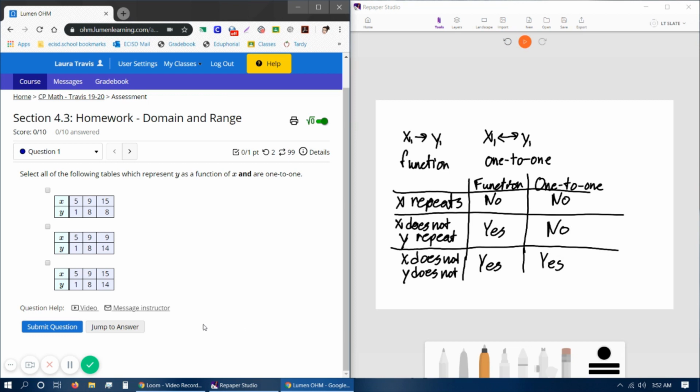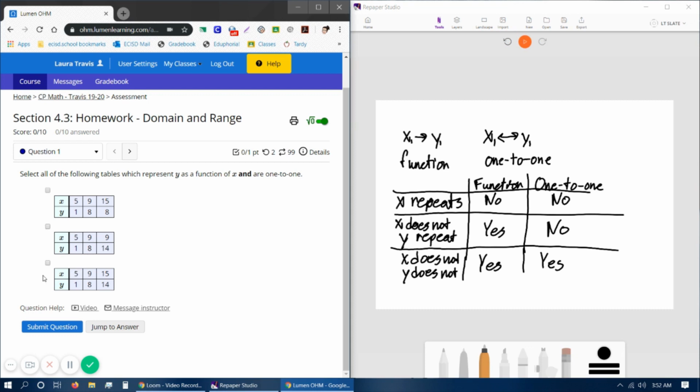If I look at the first answer choice, I can see that I have 3 different x values. This means that the first table is a function. However, the y value of 8 repeats twice. This means that the first table is not one-to-one. The second table has repeating x value of 9. This means that the second table is not a function and cannot be one-to-one.